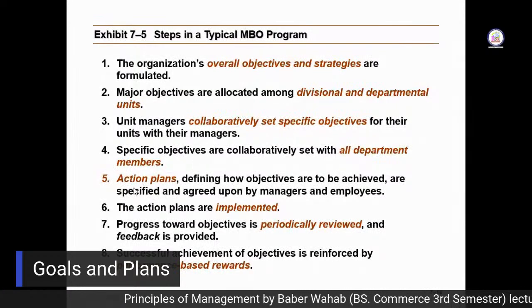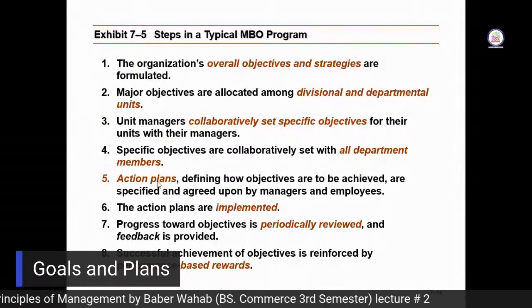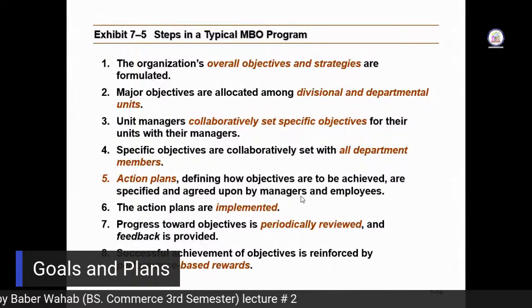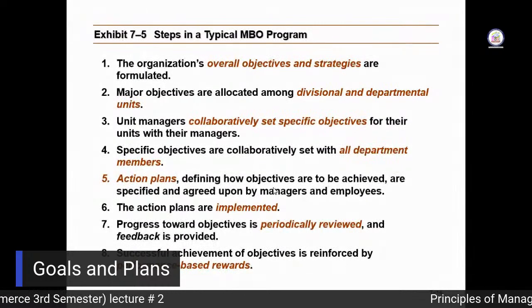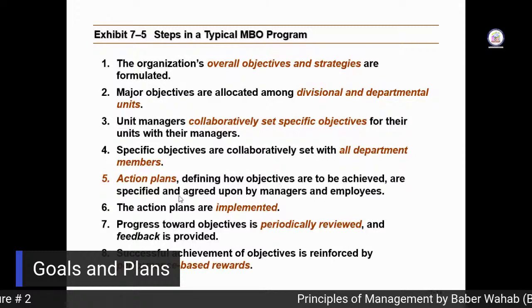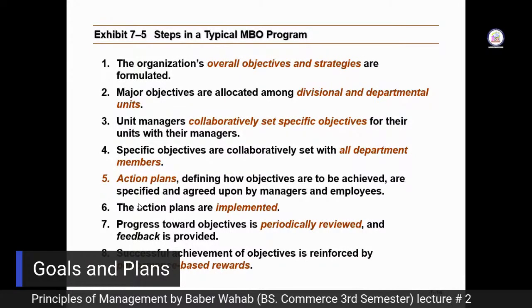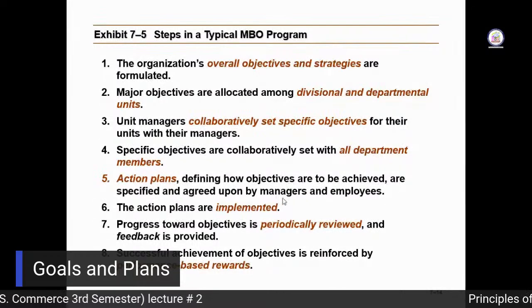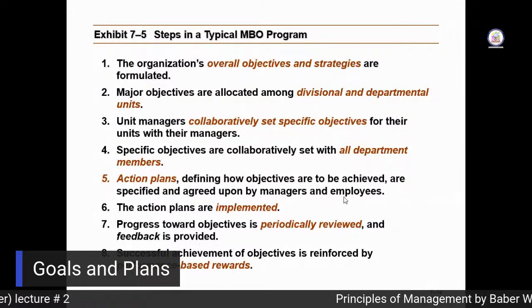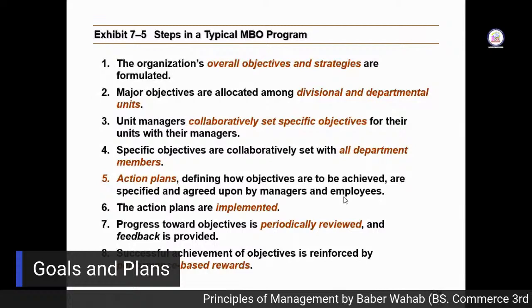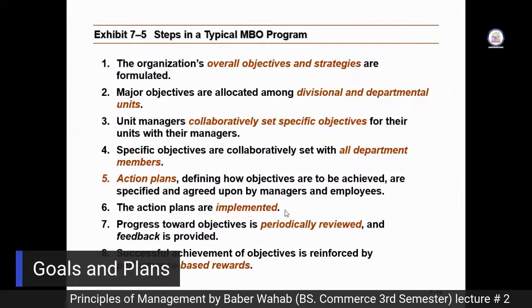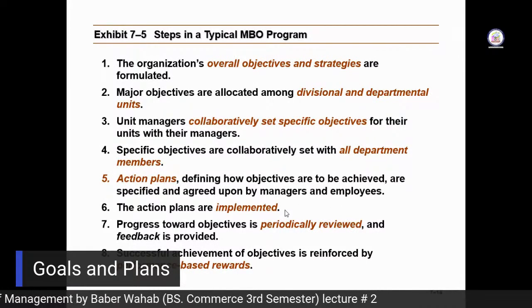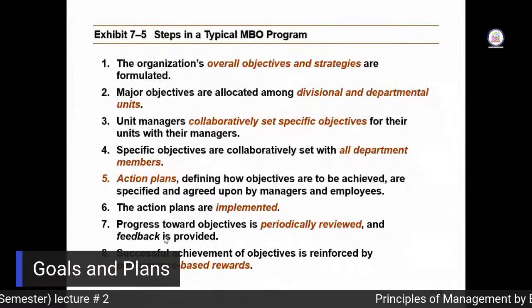Fifth, action plans are made. This is again clearly defined in MBO, how the objectives are to be achieved. And how the objectives are to be achieved are made specific and agreed upon by managers and employees, different from traditional goal setting. The action plans are implemented and then progress is periodically reviewed so that feedback is provided to take corrective action.